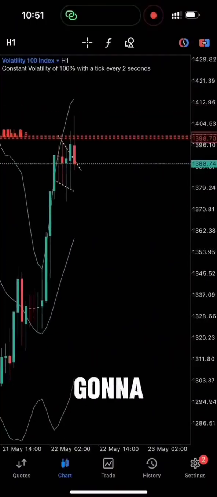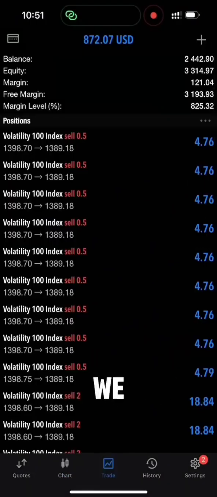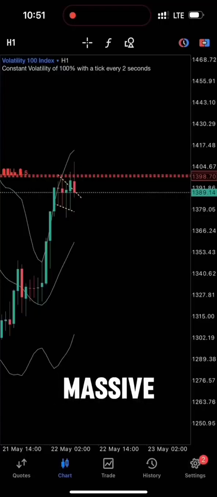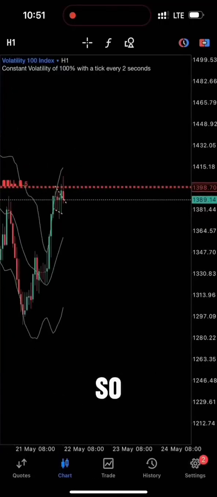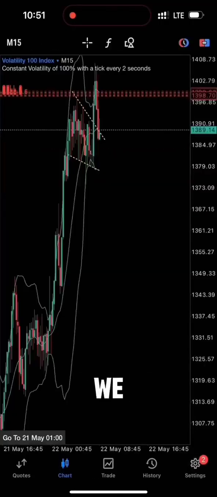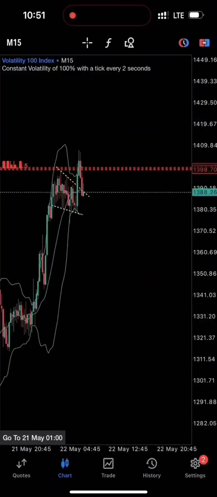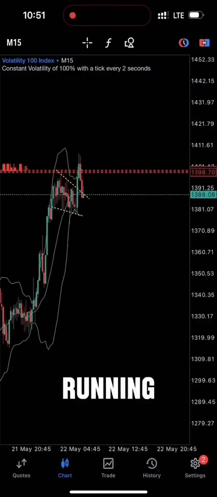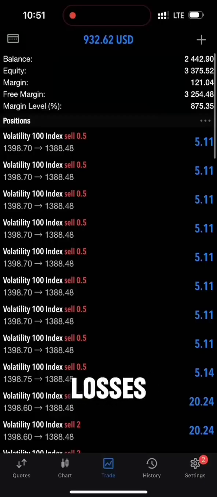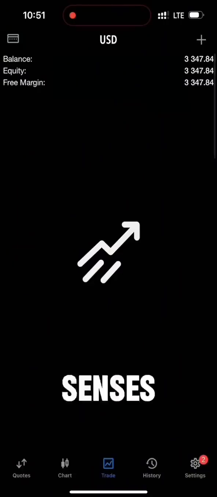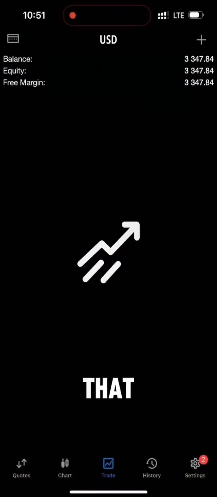So the next thing we're going to be waiting for here is a pullback, and eventually we had one and we are in massive profit. So when you are in massive profit, we take our profit, right? We don't let it keep running, because you might incur losses, because we'll be only trading a pullback. And after the pullback, the price will definitely go back to its senses. And when it does that, you wouldn't want to be in the trade.